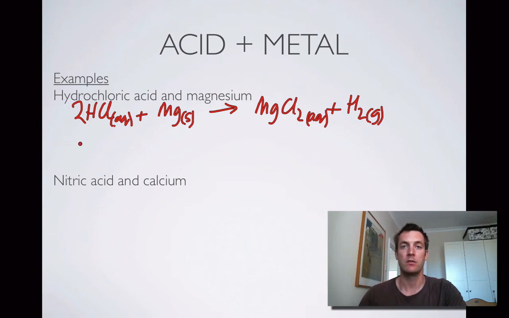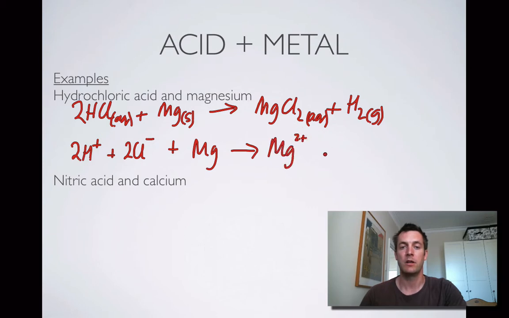So here we are. Here are the ions: 2 H plus ions and 2 Cl minus ions, plus magnesium, which is a solid. We're going to make an Mg2 plus ion and 2 Cl minus ions, and hydrogen, which is a gas, so we just write its formula as it is. It's diatomic, always H2, never just H.